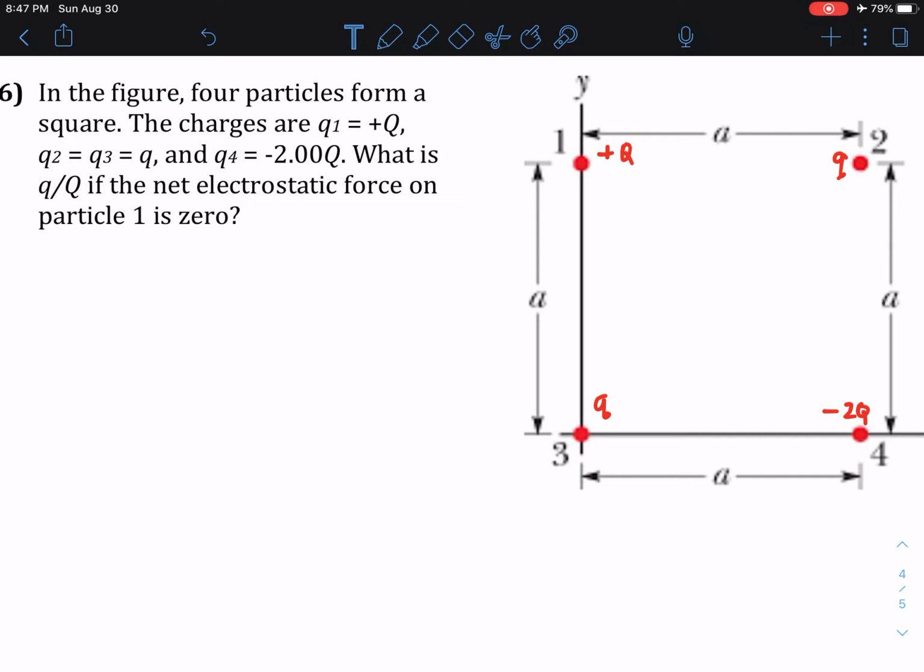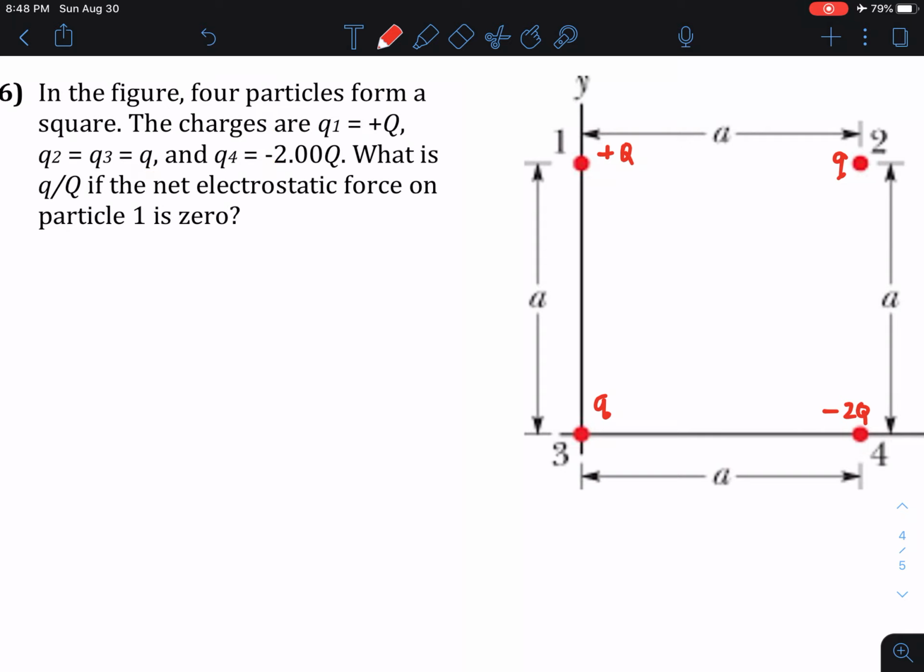So there are 4 particles. They form a square, and you can see that each side of the square has a length a, and that's also the distance between most of the charges, but not all of them. And the charges are Q1 is positive, capital Q, Q2 and Q3 are just little q, and Q4 is negative 2Q. Okay, so if you realize something here, they are giving those positives and negatives here, but we don't know if this is positive or negative. We cannot assume that it would be negative or positive. We will figure it out and you'll see how.